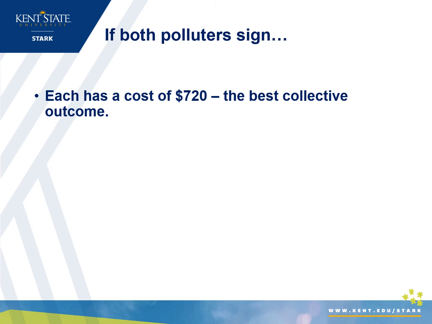Okay. So in this case, let's reason through it this way. We know that if both polluters sign, then they would decide what is collectively best: they would both pollute 6 units. They each would have a cost of 720. That is the best collective outcome for them. If both polluters sign, we also don't have to worry about what the non-signing people are going to do, because there isn't anybody.